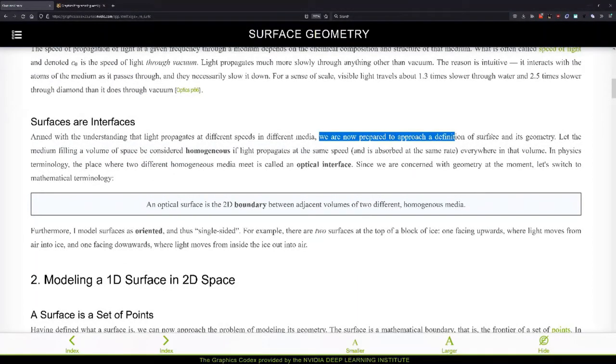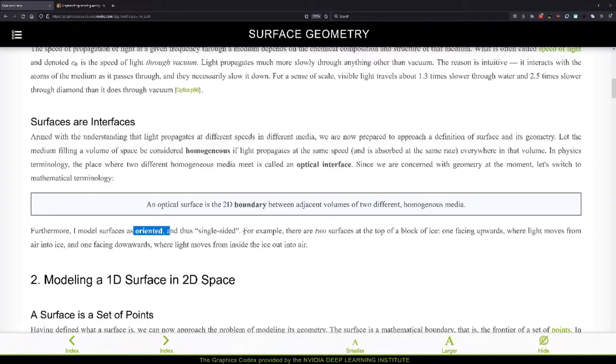Define a surface in general. Let a medium filling a volume of space be considered homogeneous if light propagates at the same speed and is absorbed at the same rate everywhere in that volume. And when two different homogeneous media meet, we have an optical interface. Let's switch to math terminology. An optical surface is the 2D boundary between adjacent volumes of two different homogeneous media.